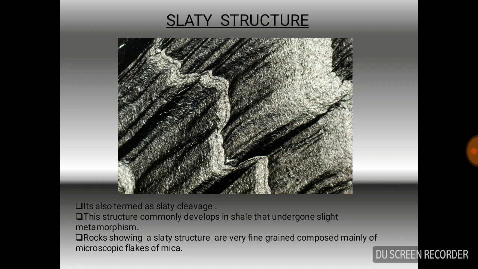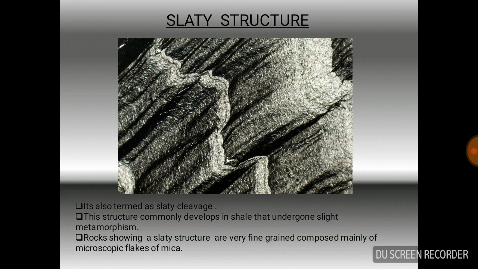There is another structure that then comes, it is the slaty structure. So it is also termed as slaty cleavage. This structure is commonly developed in rocks like shale, which usually have undergone slight metamorphism. Rocks showing a slaty structure are very fine grained and composed mainly of microscopic flakes of minerals like mica. This structure is caused due to parallel orientation of flaky minerals, mainly mica and chlorite-like minerals.